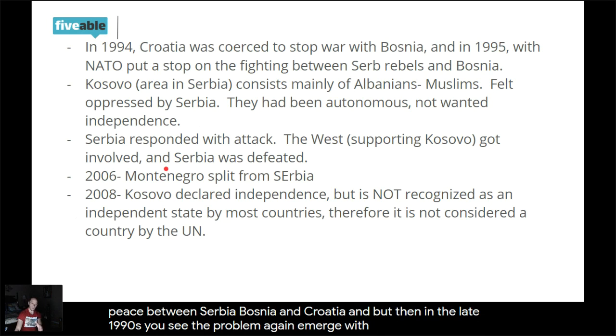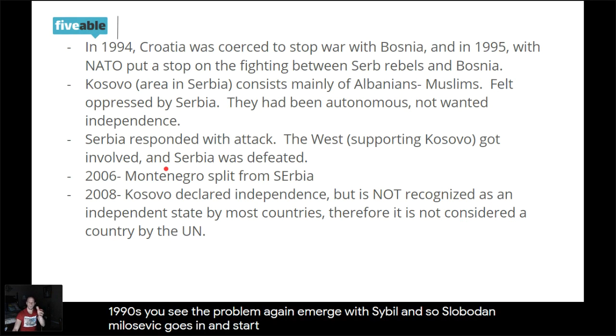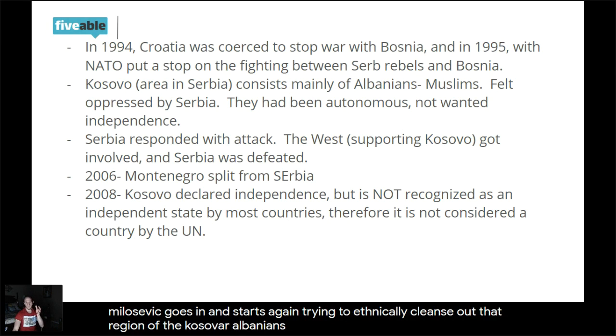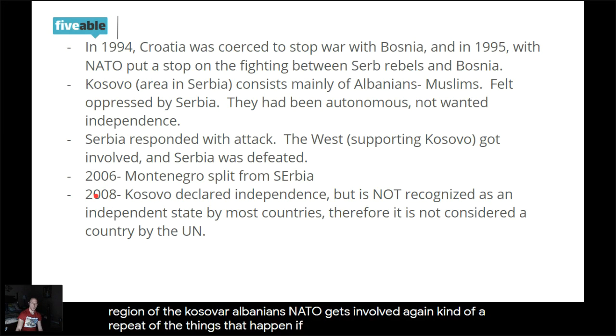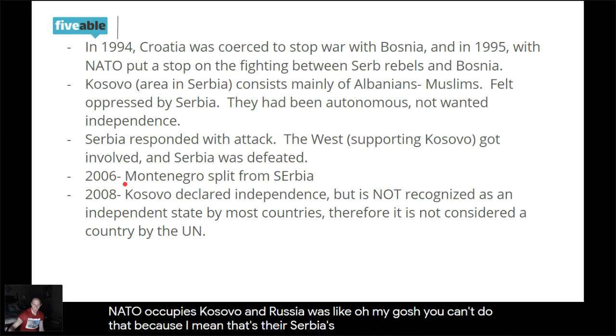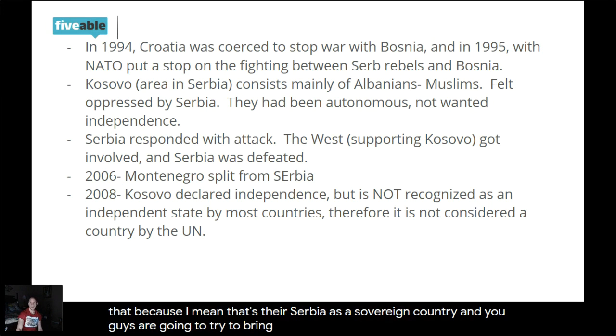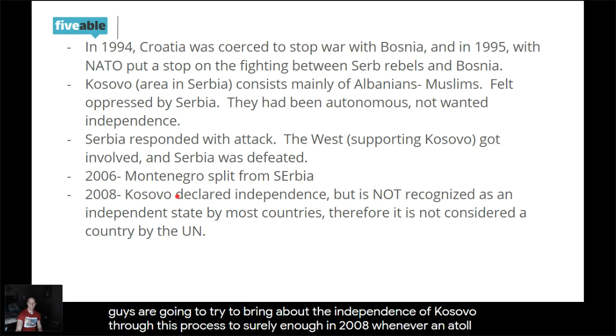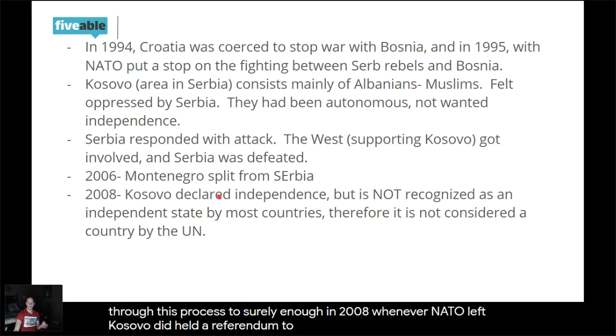But then in the late 1990s, you see the problem again emerge with Kosovo. And so Slobodan Milosevic goes in and starts again trying to ethnically cleanse out that region of the Kosovar Albanians. NATO gets involved again, kind of a repeat of the things that happened a few years prior. And then NATO occupies Kosovo, and Russia's like, oh my gosh, you can't do that because, I mean, Serbia is a sovereign country, and you guys are going to try to bring about the independence of Kosovo through this process.